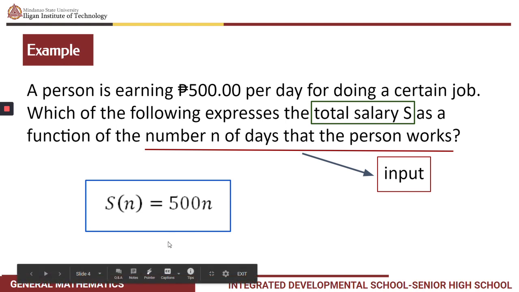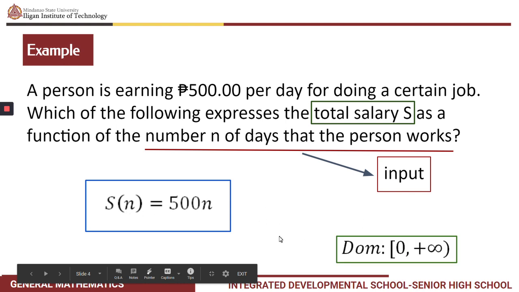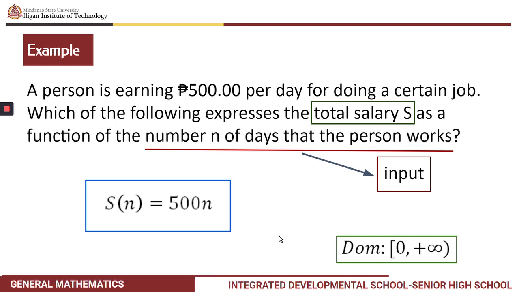So it's that simple. So what do you think is the domain? Okay, we have here, the domain is from 0 to positive infinity. Why? Because we cannot have a negative n or a negative number of days, right? We count from 0, 1, 2, 3, like that.